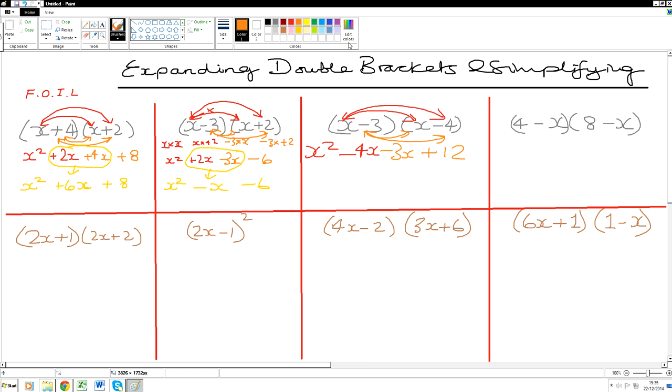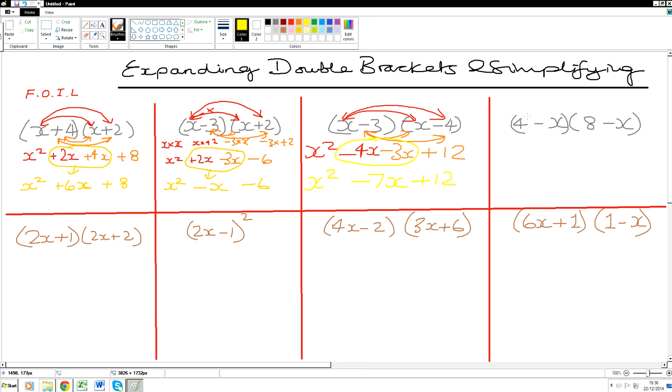Okay, now we need to simplify them. We simplify the minus 4x and the minus 3x because that's called collecting like terms. We copy down the x squared, minus 4x minus 3x, minus 7x plus 12. Remember, we are adding them now.